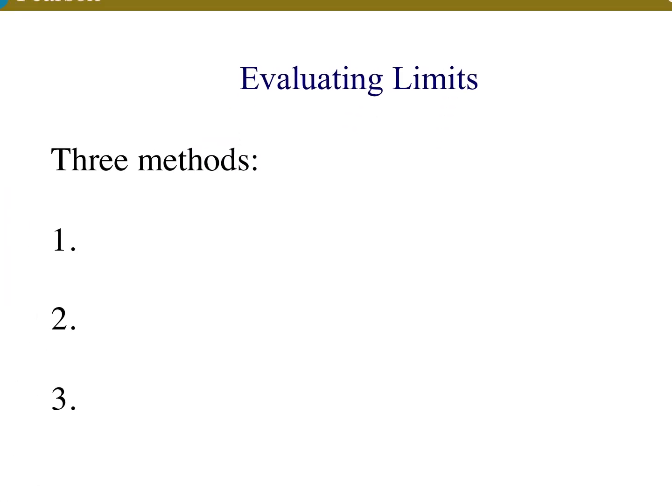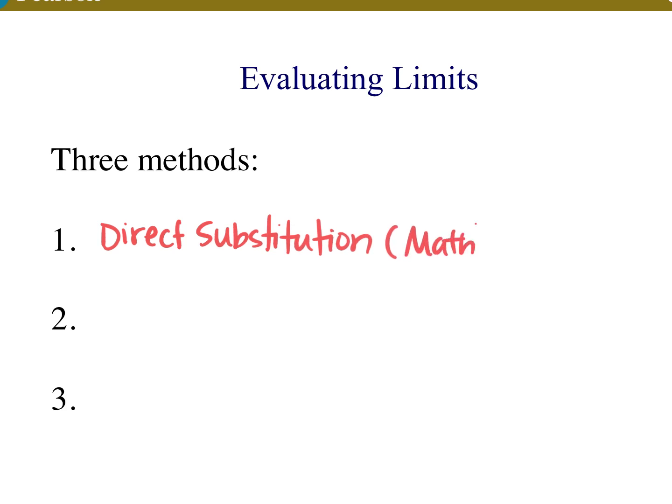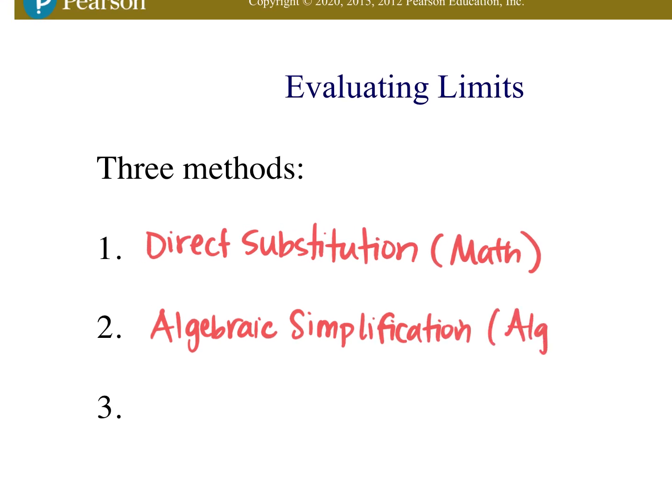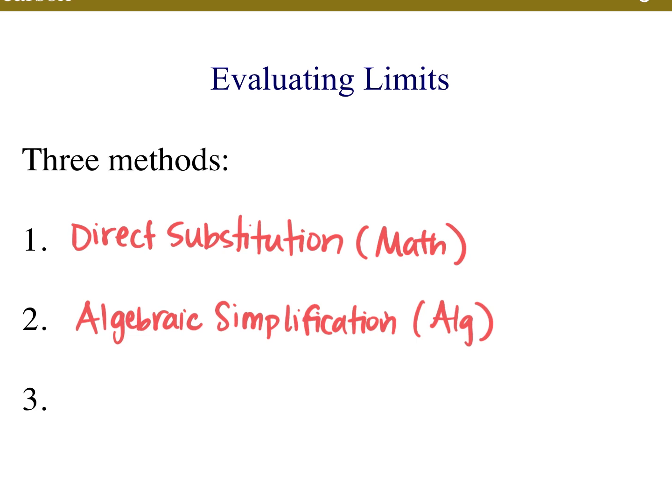All right, when you evaluate a limit, there are three ways that I want you to approach doing that. The first is direct substitution. That is straight math. You just plop a number in and work it out and hopefully you come up with a number. That's one way. The next one is algebraic simplification. So that's moving into algebra. And the third way is going to be graphical, and that's going to move into some geometry.